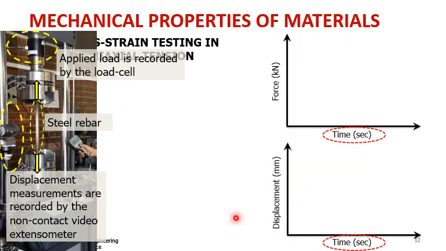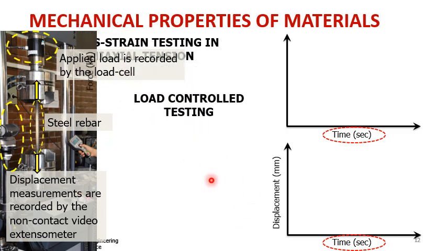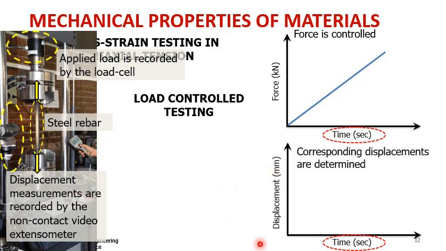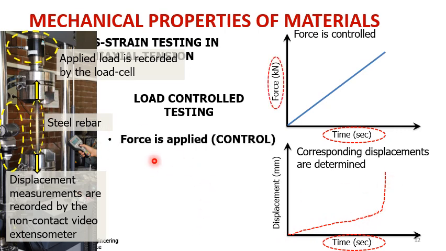The other way of testing is what's called a load control testing scheme, and in this case we are controlling the force and we will be measuring the displacement. And as you can see, the force is increased linearly in this case, and corresponding displacements are determined for this rebar. So if I were to repeat again, the force is applied, so it's the control, and the displacement is measured. This is not controlled.